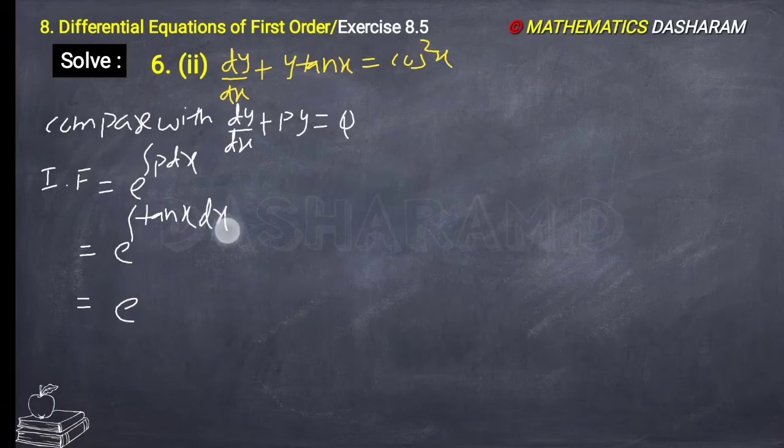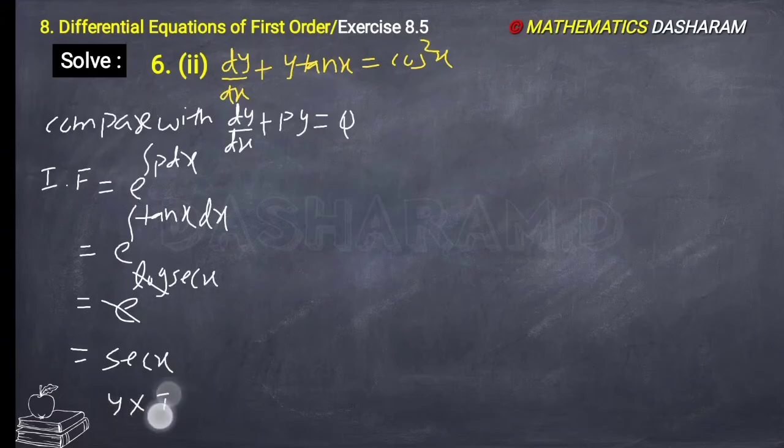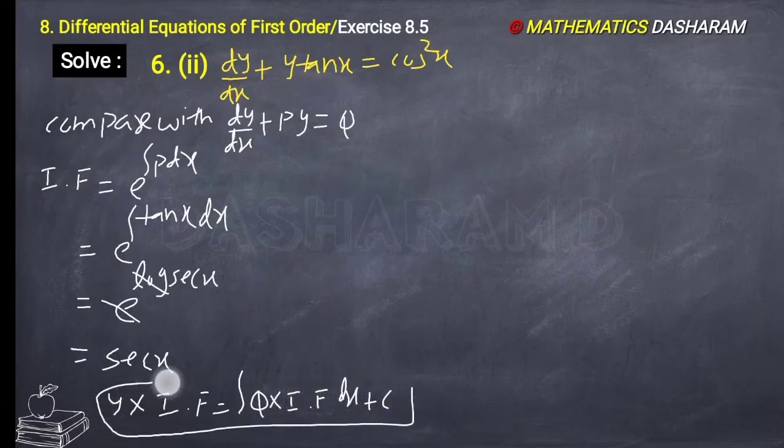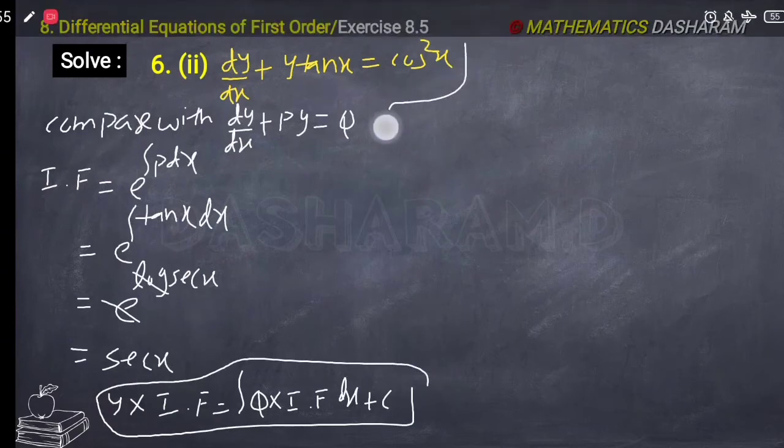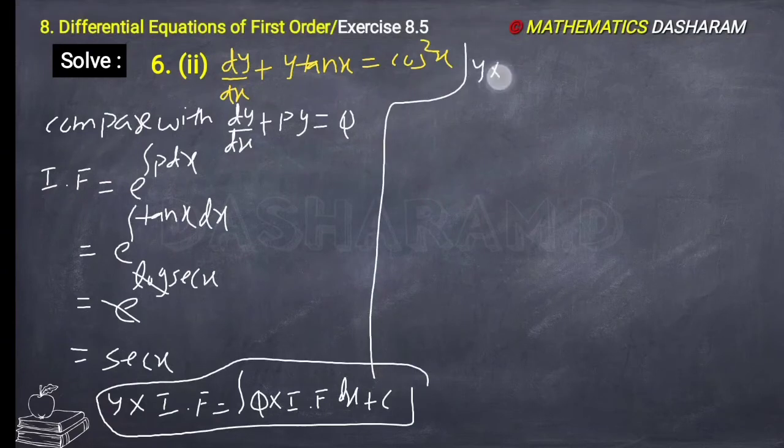So dx, and the integration of tan x is log sec x, then e to the power log cancels, giving sec x. Now the formula is y into integrating factor equals integration of q into integrating factor dx plus c, which is the formula to find the solution. So y into integrating factor sec x equals integration of the q value, cos square x, into integrating factor sec x dx plus c.